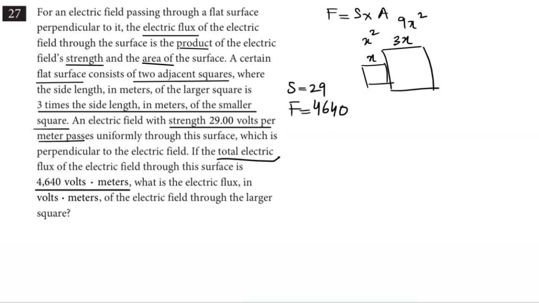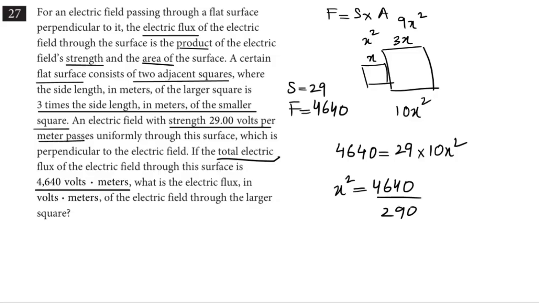All right, so what should be the area of the total surface? That should be 10x squared in terms of this unknown. I hope you get the idea. If you get confused, you can rewind and see this again. Let's try to get this x, because in the end, what do I have to do? What is the electric flux in volts meter of the electric field through the larger square? So I need the larger square's flux. Let's go. I'm using the formula 4640 equals 29 times 10x squared. This gives x squared equals 4640 divided by 290. Let's see, what do we get?